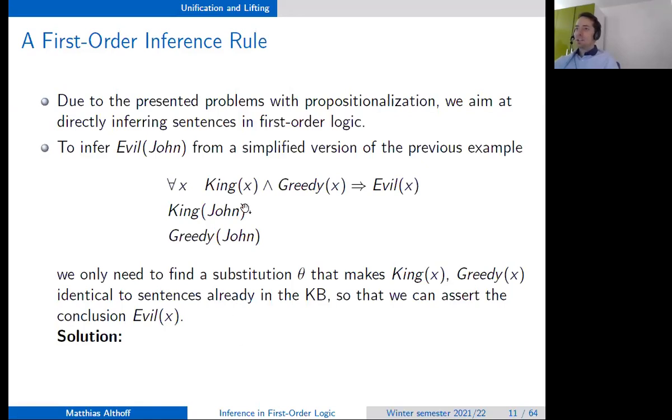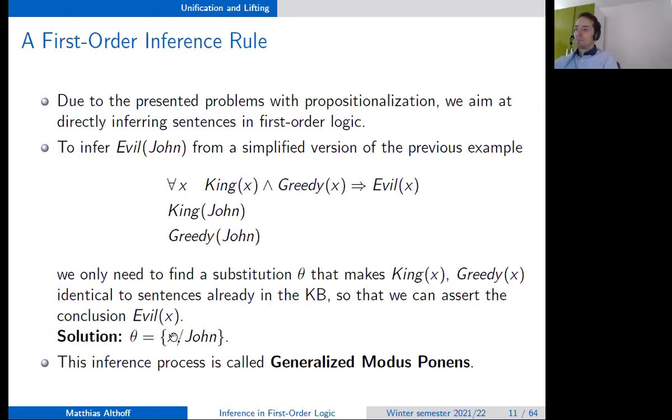So to infer that John is evil using this knowledge base, we see that this is actually not a difficult task. If we replace X with John, which is possible using universal instantiation, we have King John and Greedy John. These two are true based on the knowledge base. So because the premises are true, the conclusion is true. And because we replaced X with John, we have proven that John is evil. So basically, we have used a generalized form of modus ponens here, where we replaced X with John. And this is then called generalized modus ponens.